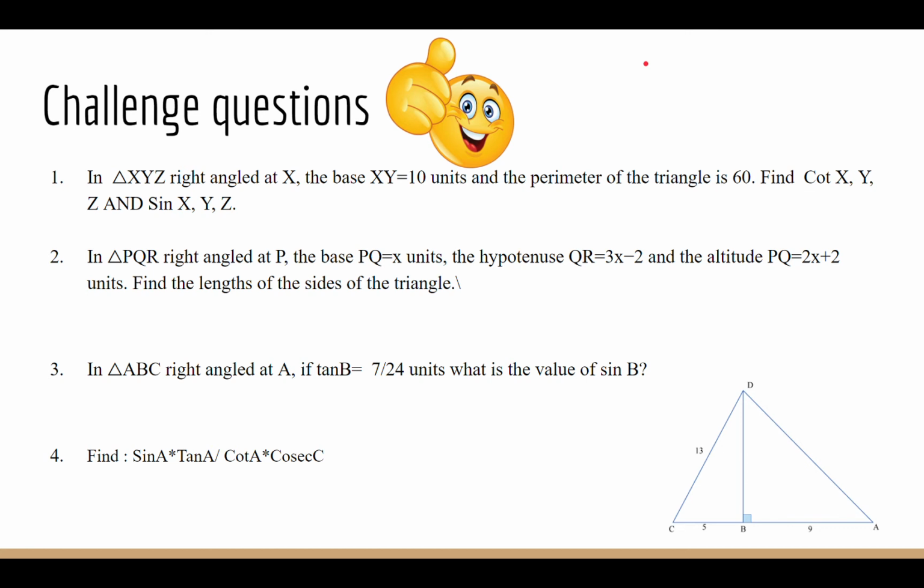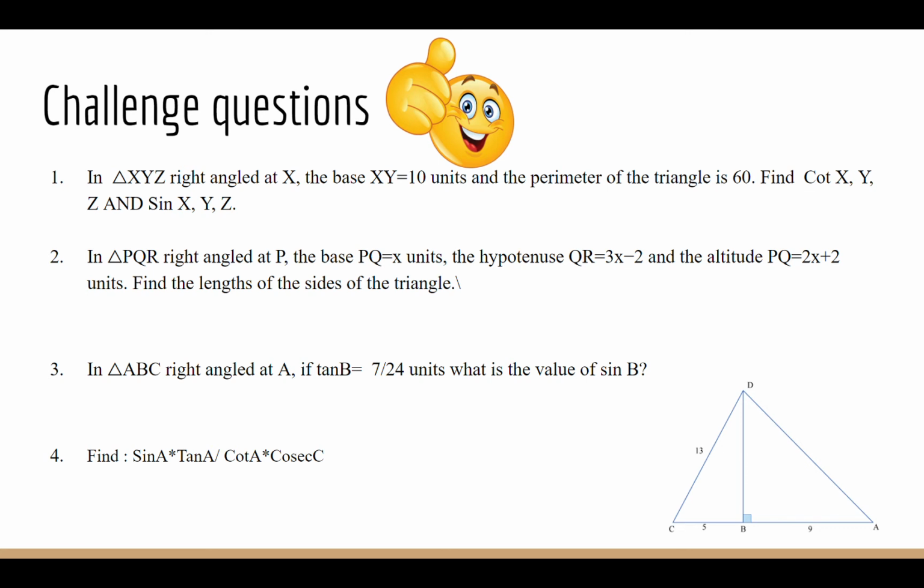So let's see. You will be using XY plus XZ plus YZ is equal to 60, which is all of the sides is equal to 60, which is the perimeter. Then substitute XY with 10 because XY is equal to 10. 10 plus XZ plus YZ is equal to 60. XZ plus YZ is equal to 50. Then XZ is equal to 50 minus YZ, and YZ is equal to 50 minus XZ.